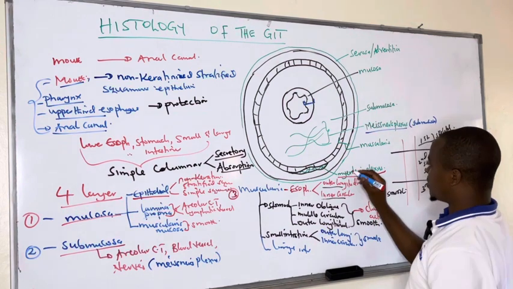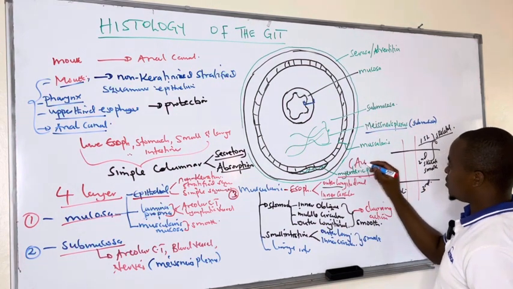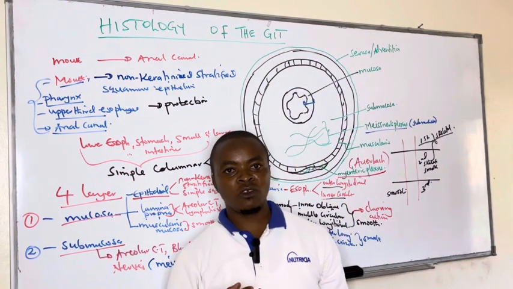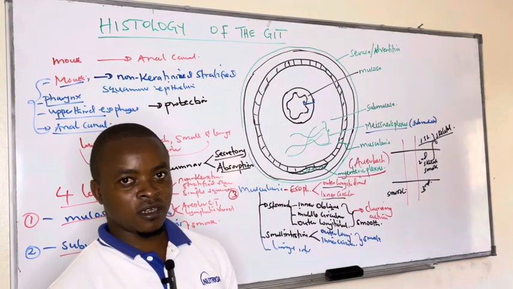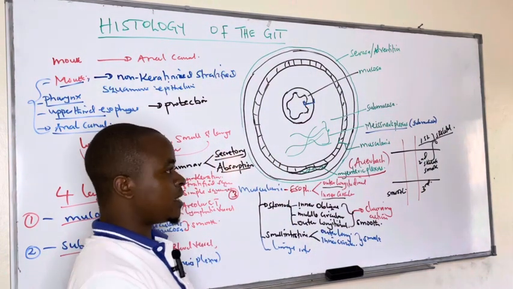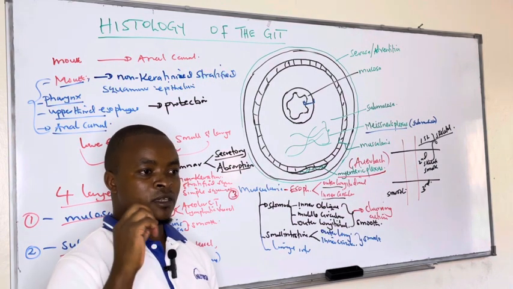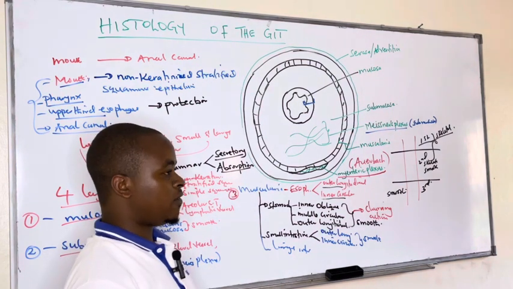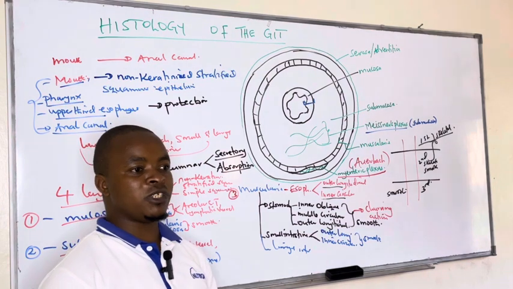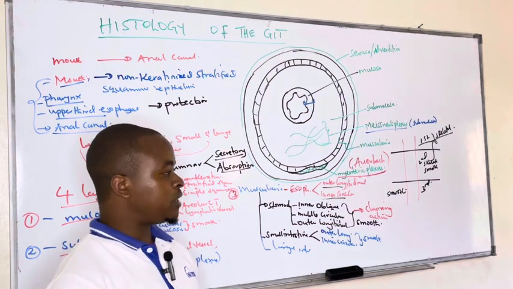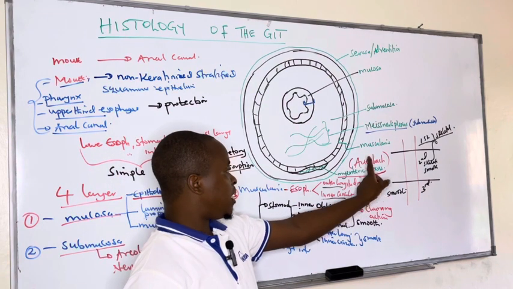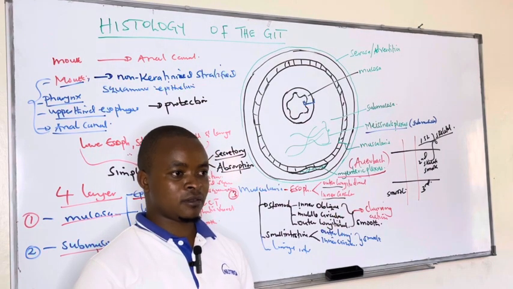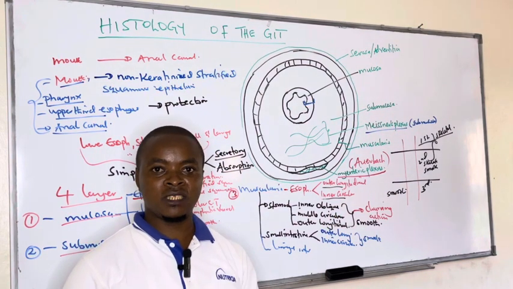You can call it Myenteric, or you can call it Auerbach. Auerbach plexus, found between the outer longitudinal and the inner circular. That is the plexus, and this nerve plexus is supplied by both parasympathetic and sympathetic nerve fibers, which come from the autonomic nervous system. When we come to nerve supply, we shall see their big role, whereby they will tell you that the myenteric or the Auerbach plexus is responsible for movement, GIT movements, or what we call GIT motility.